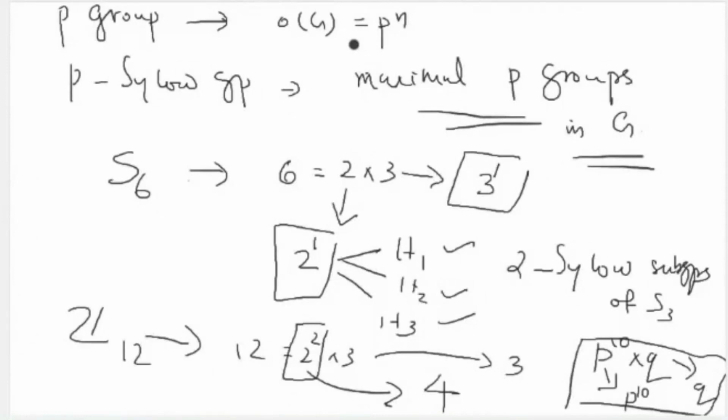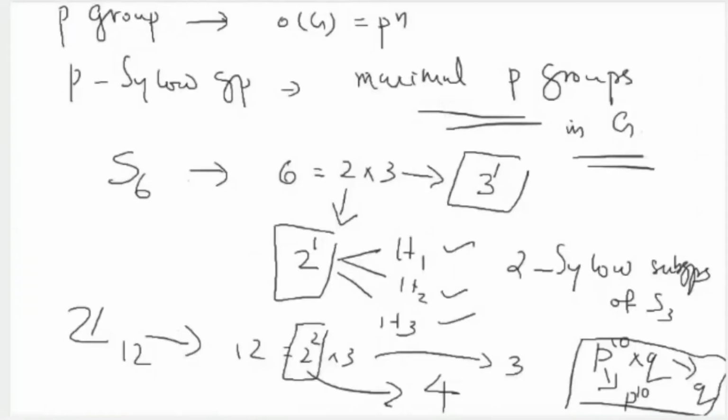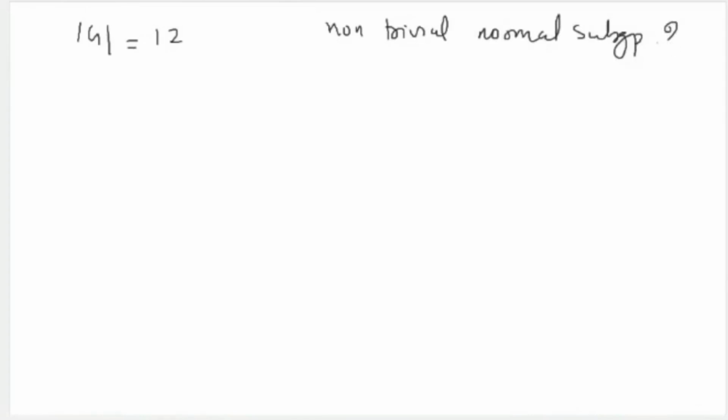P groups and Sylow subgroups are the maximal P groups of a group. Anyway, in this problem, we need to look at the non-trivial normal subgroups of a group of order 12. Our question is: the order of G is 12, and whether it has a non-trivial normal subgroup, whether it has or need not have.